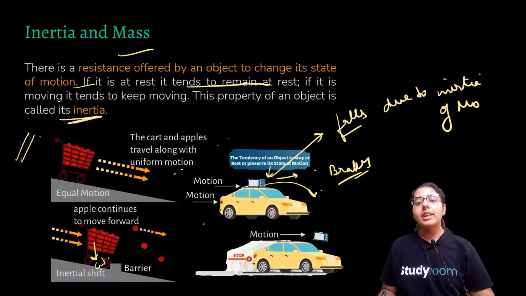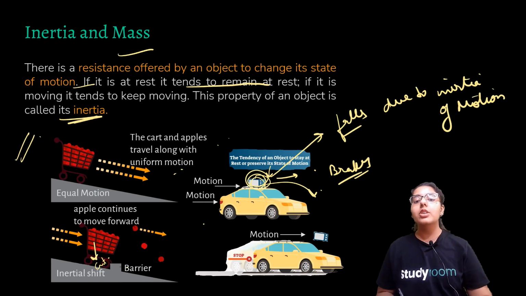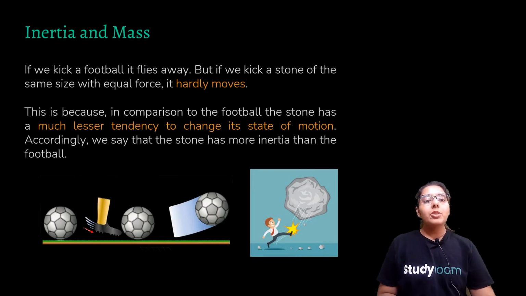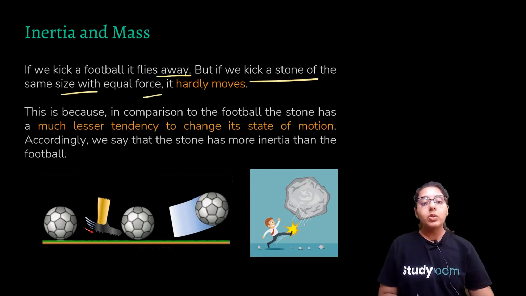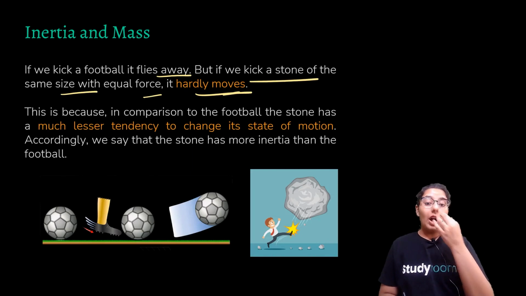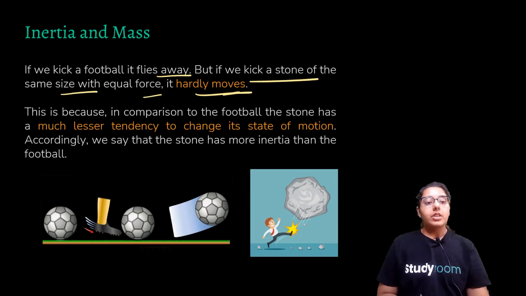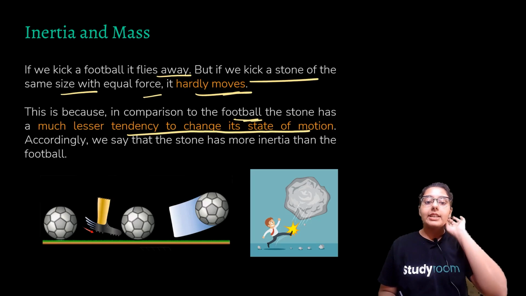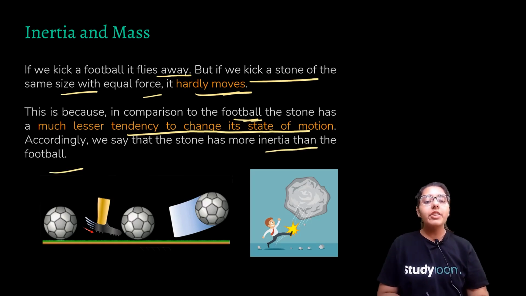It was in motion and it tends to remain in motion. Even when the brakes are applied in the car, your radio continues to resist any change and to be in motion. If we kick a football, it flies away. But if we kick a stone of the same size with equal force, it hardly moves. Why? Because, in comparison to the football, the stone has a much lesser tendency to change its state of motion. So, accordingly, we say that the stone has more inertia than the football.